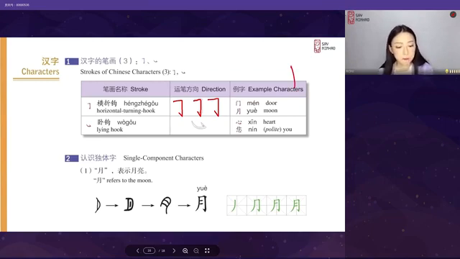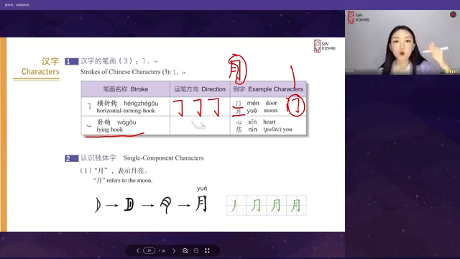First one is 门,門, which means door, and it is written in this way. This part is the horizontal turning hook. Next is 月, which means moon or month, and it is written like this. So we can see this part is horizontal turning hook, 横折钩.